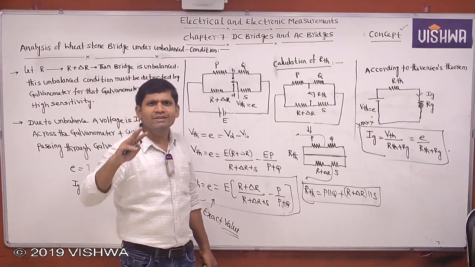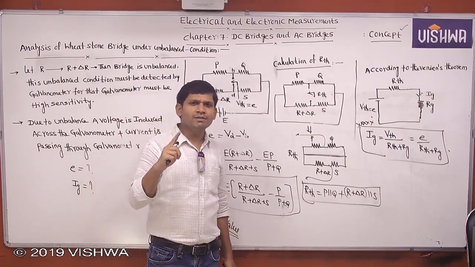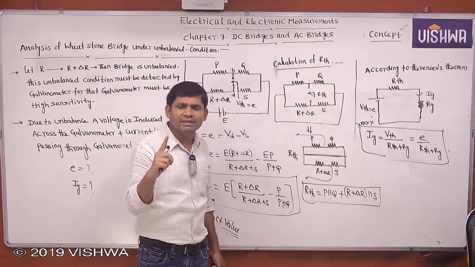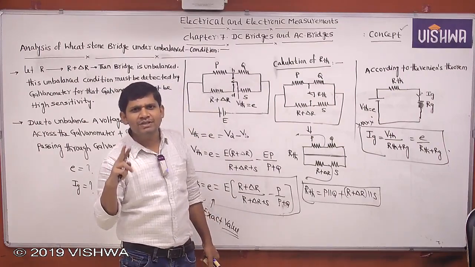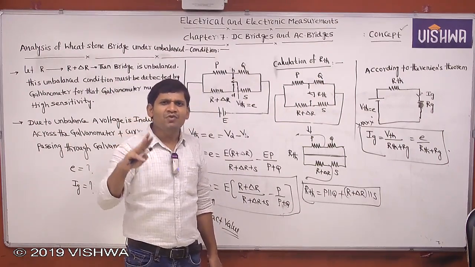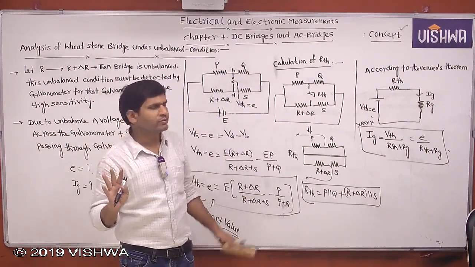Here I want to define three types of sensitivities. One is the voltage sensitivity of the galvanometer, that is, the galvanometer voltage sensitivity. Another sensitivity is the bridge sensitivity. The third one is the galvanometer current sensitivity. These three formulas are very important for competitive exams. Yes, quickly note them down.